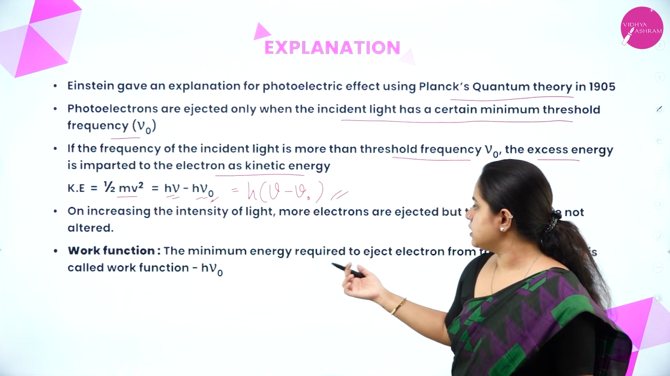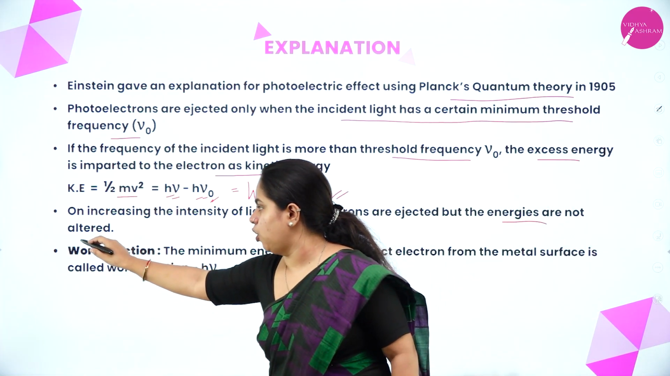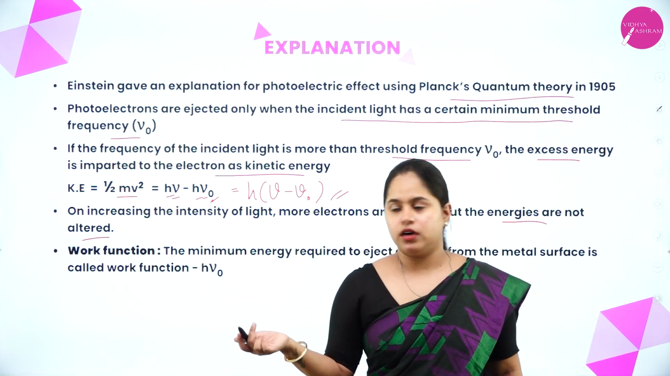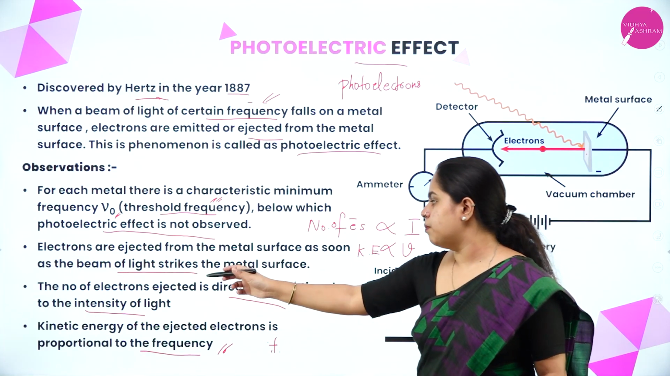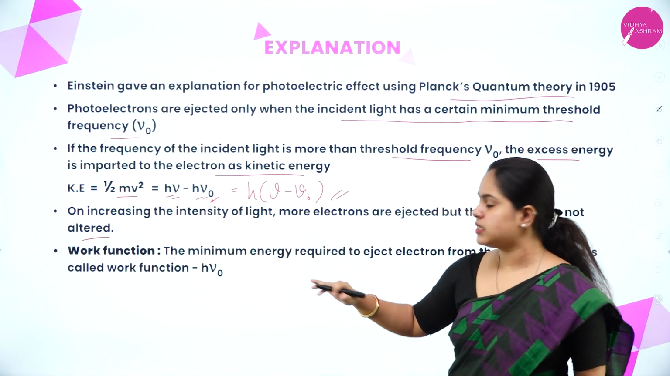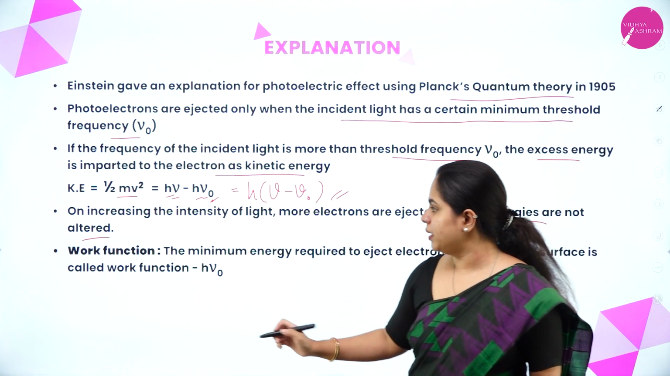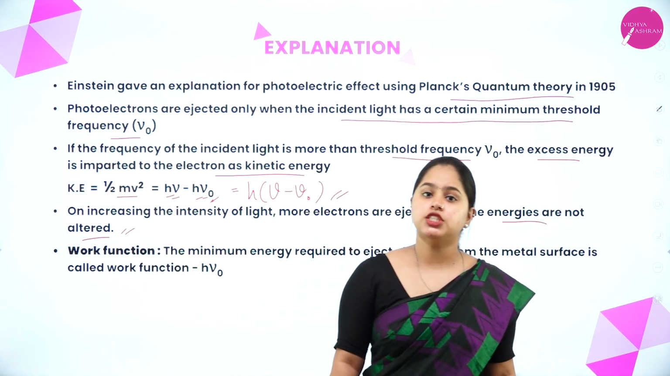On increasing the intensity of light, more electrons are ejected, but the energies are not altered. In here we discussed that the number of electrons ejected is proportional to your intensity. So when you increase the intensity, the number of electrons ejected will be more, but there won't be any change in the energy. Energy remains the same.